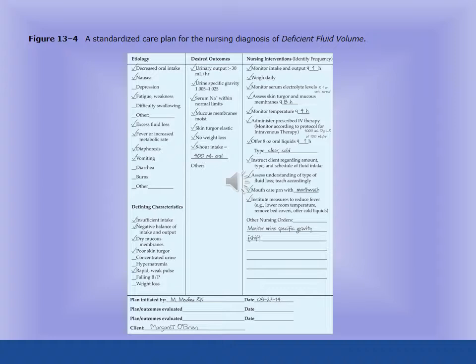Okay, this is figure 13.4, and this is a standardized care plan for the nursing diagnosis of deficit fluid volume. And we can see etiology, we can see what the desired outcome is, the nursing intervention, and the defining characteristics. And as we move a little further, we're going to talk more about what each of these elements really mean.